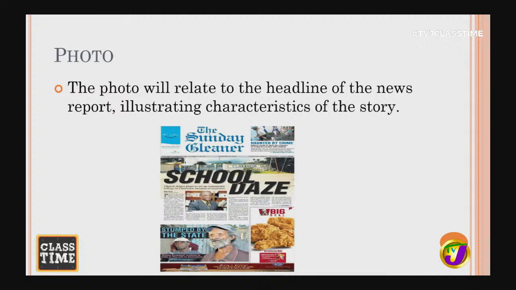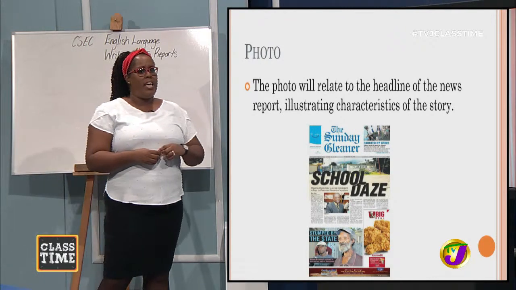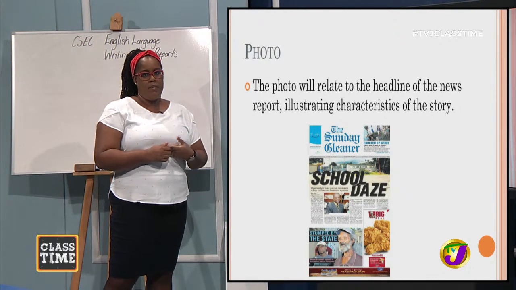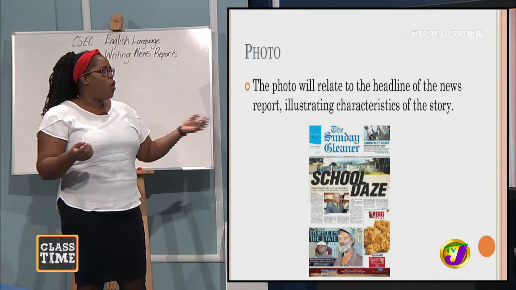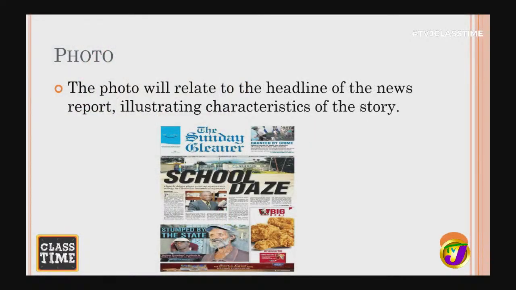Photo. The photo will relate to the headline of the news report, illustrating characteristics of the story. Here we have my favorite newspaper, The Gleaner. Look at the headline, school days, and look at how the word days is spelt: D-A-Z-E. Very good. The words are in bold over the picture, and obviously it is a picture of a school. It grabs your attention, so the photo is important.